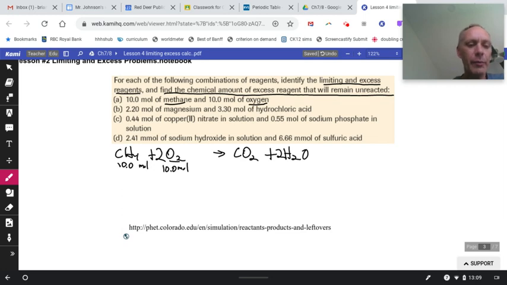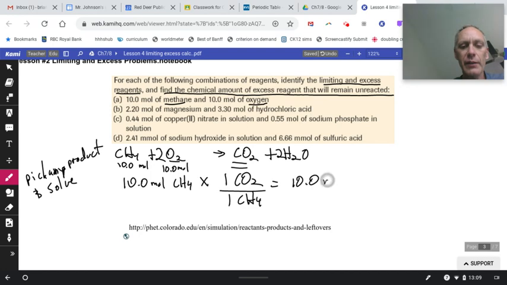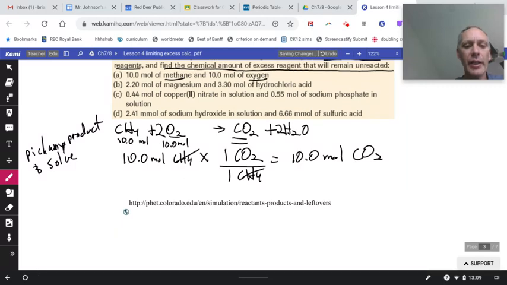So to solve these, pick a product. Doesn't matter which one. So I should say pick any, believe it or not, that says any product, and solve. So let's pick one. We'll go with CO2. So I'm going to solve this twice to see how much CO2 we can make. So 10 moles of methane times 1 CO2 for every 1 methane means we can make 10 moles of CO2. Methanes cancel out.